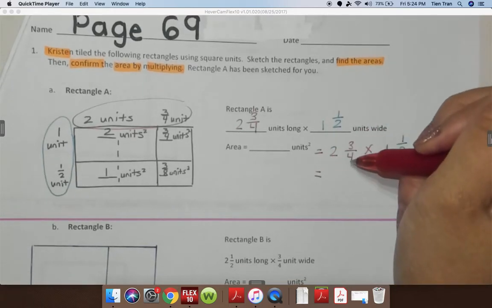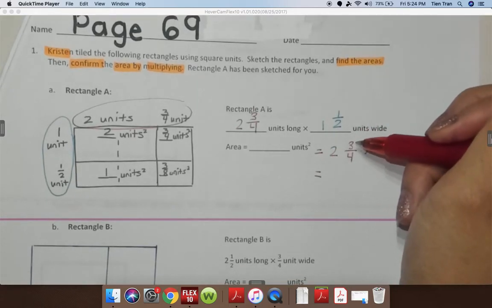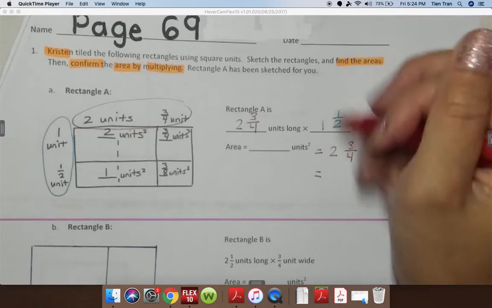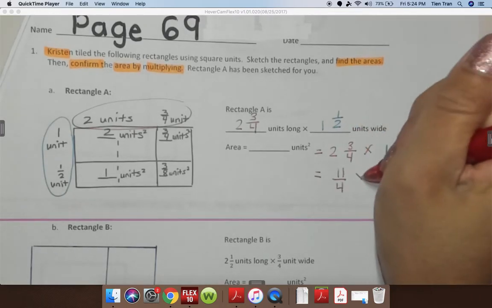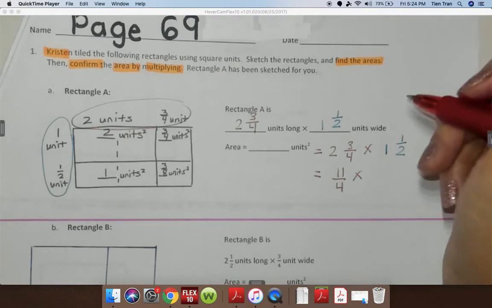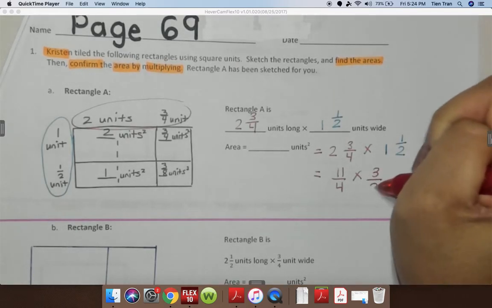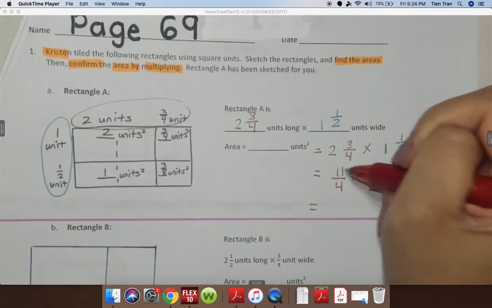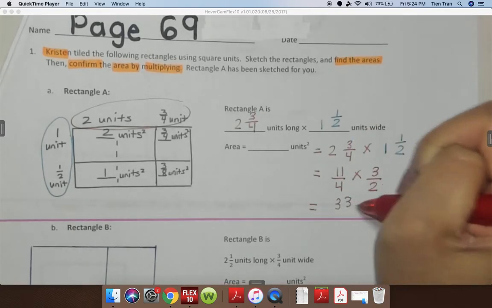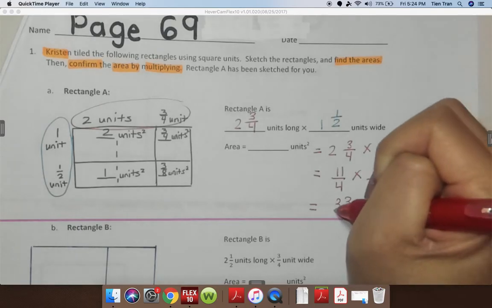4 times 2 is 8. 8 plus 3 is what I need to add. So 11/4. And then I have 1 and 1/2. 2 times 1 is 2, plus 1 is 3. So I have 3/2. 11 times 3 is 33. 4 times 2 is equal to 8.